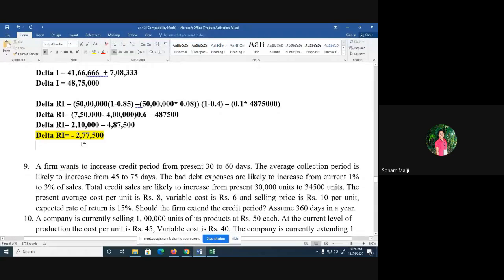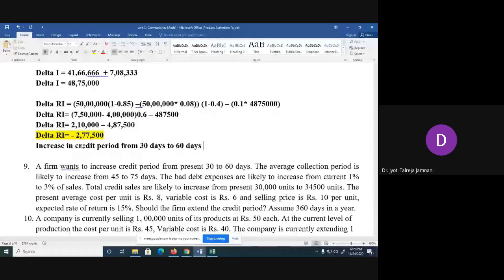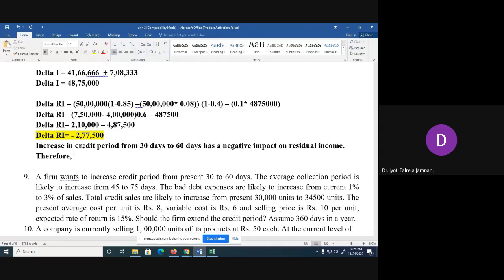Write down: increase in credit period from 30 days to 60 days has a negative impact on residual income. Therefore, the company should not relax the credit period. I've typed it here. If you have written it down, fine. Otherwise, I'll share it with you. You can write it down later.